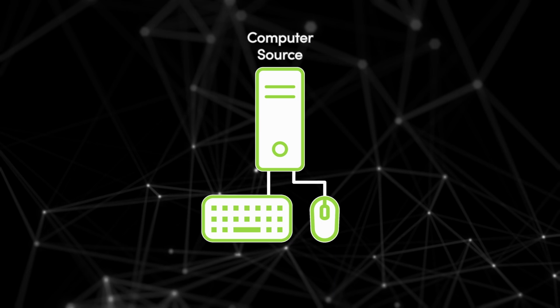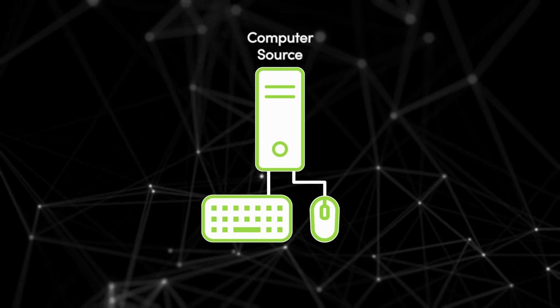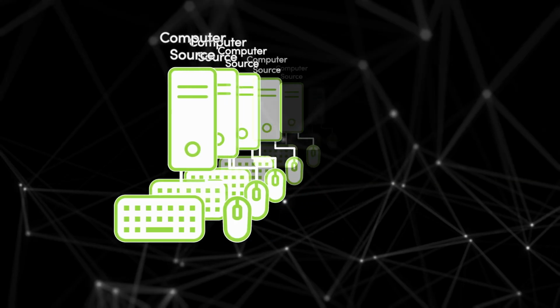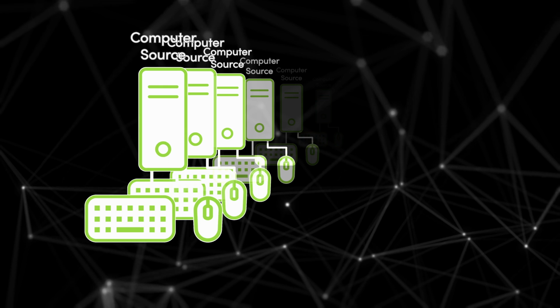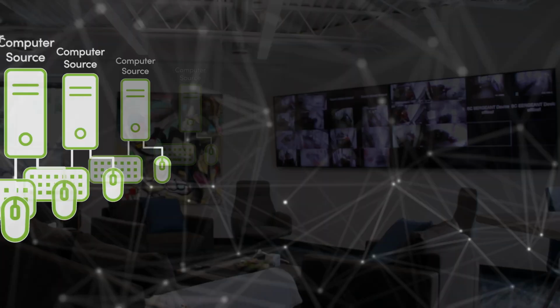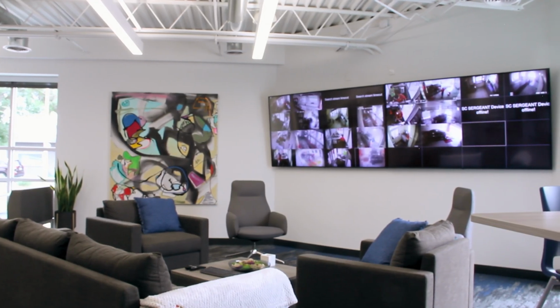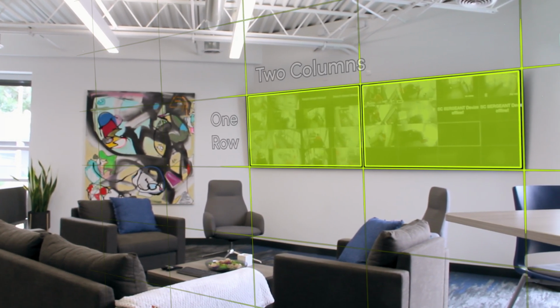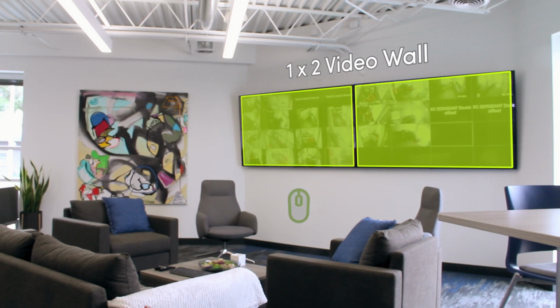The software sources are computers that need a mouse and a keyboard to control. Ordinarily, you would need one mouse and keyboard per computer for control, but this system has multiple computers and might need many devices. In addition, they have a 1x2 video wall for viewing their security footage. Video walls are multiple sinks used as a single large monitor.